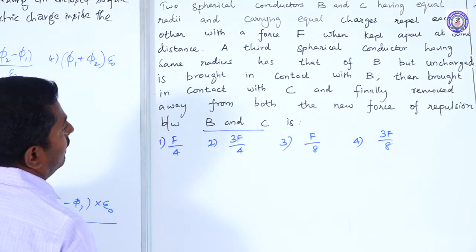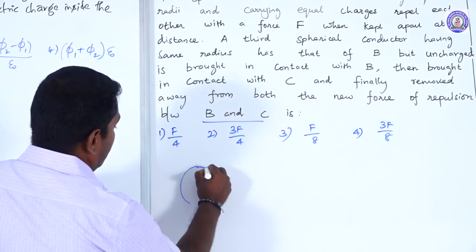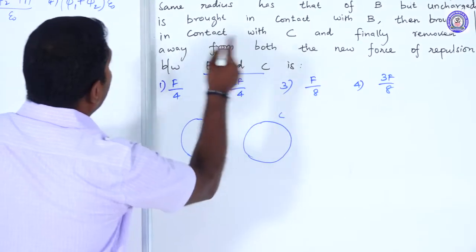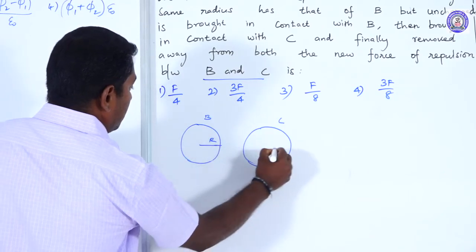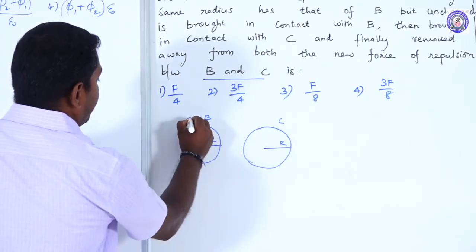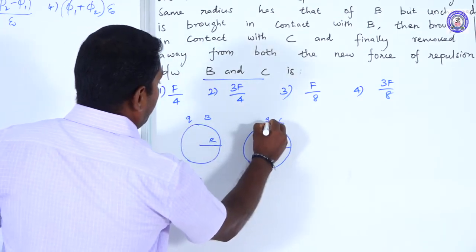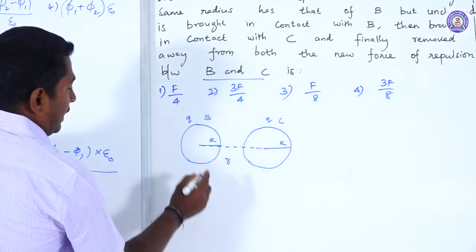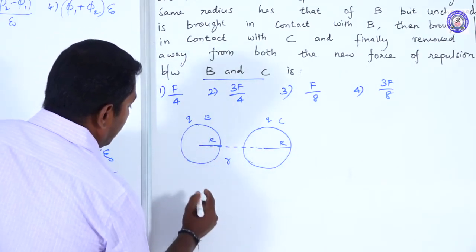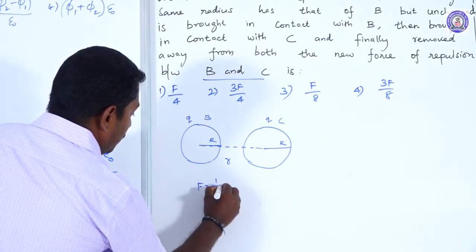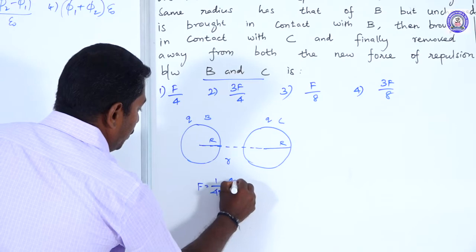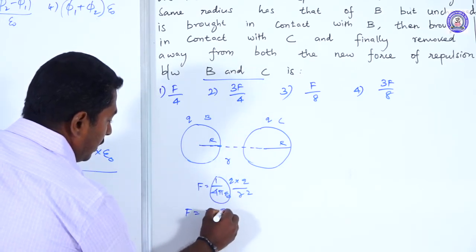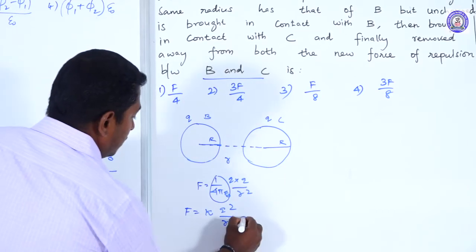See the problem, there are two spherical conductors, B and C. Both spherical conductors have the same radius R, and both carry the same amount of charge Q, with distance of separation R between their centers. Then the electrostatic repulsive force between the two charged conductors according to Coulomb's law, F is equal to 1 divided by 4 pi epsilon naught times Q into Q divided by R square. Then F is equal to 1 divided by 4 pi epsilon naught times Q square divided by R square. This is equation number 1.